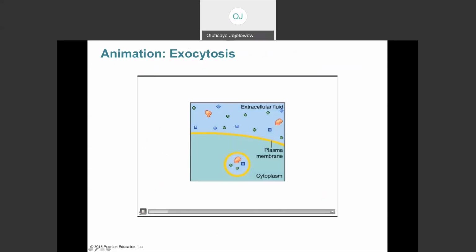Exocytosis is the movement of intracellular vesicles to the plasma membrane, where they fuse with the membrane and release their contents into the surrounding fluid. This process occurs predominantly in secretory cells, such as mucus-producing cells or pancreatic cells that secrete enzymes into the digestive tract. This is how insulin, for instance, is secreted. This is how trypsin and those different enzymes are secreted.